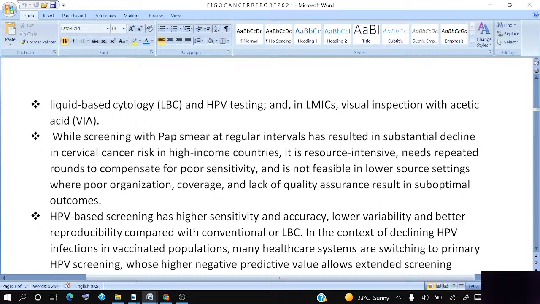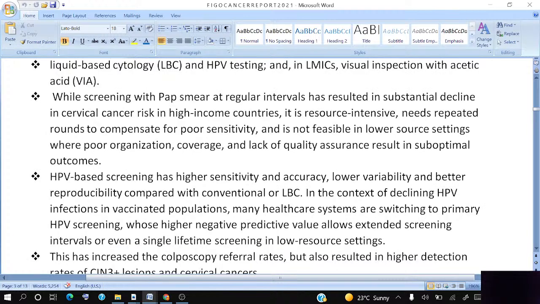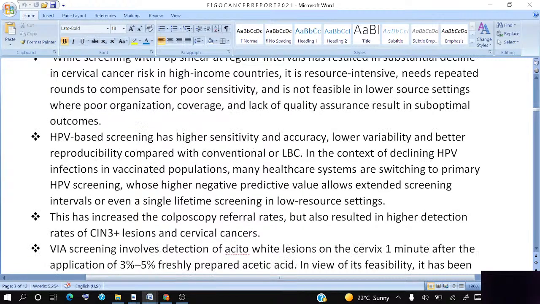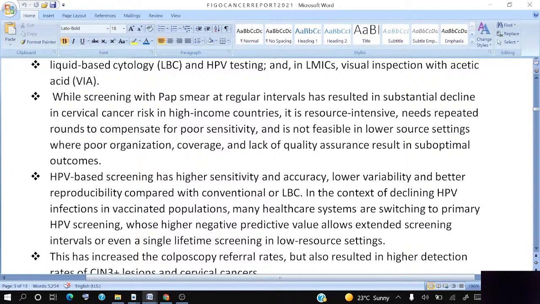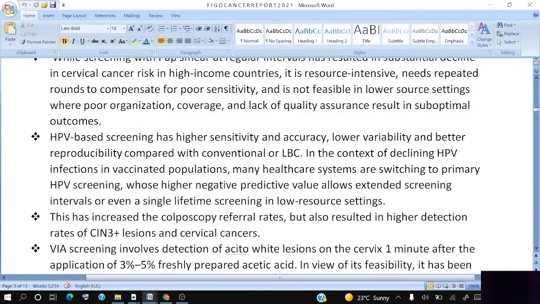While screening with the pap smear at regular intervals has resulted in a substantial decline in cervical cancer risk in high-income countries, it is resource intensive, needs repeated rounds because of poor sensitivity, and is not feasible in low-resource settings where there is poor organization, less coverage, and quality assurance resulting in suboptimal outcomes. So the assessment and screening are very important to the standard of healthcare according to health organizations.